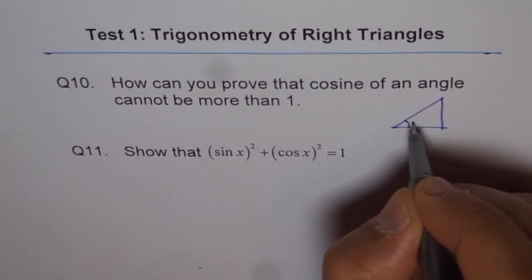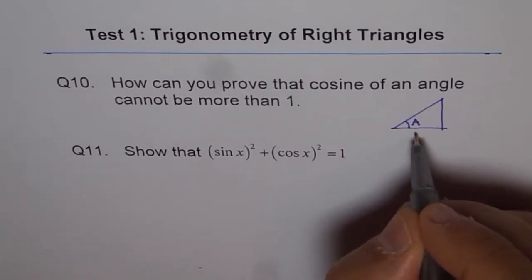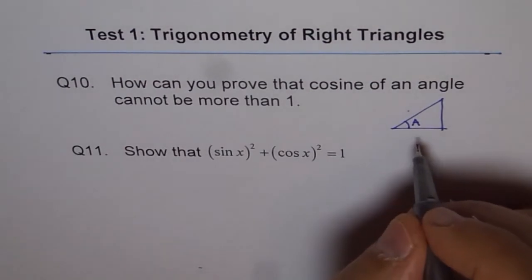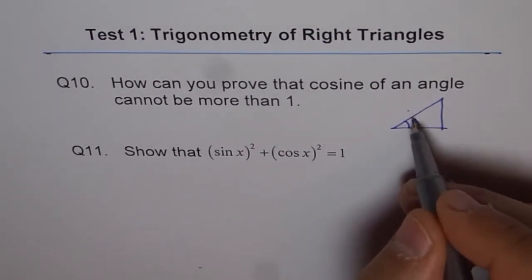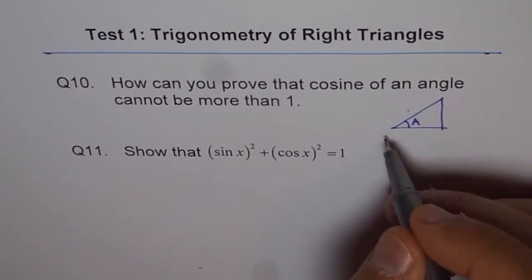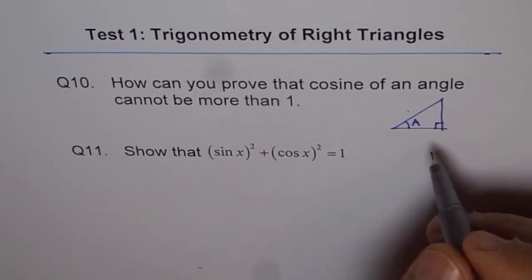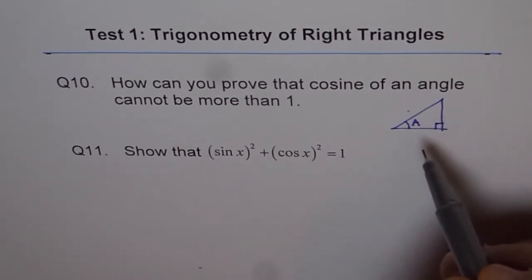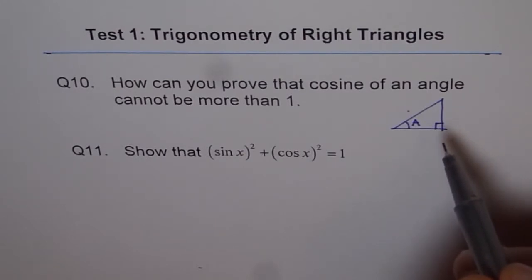Let's say this is your angle A. Then cosine will be adjacent side over hypotenuse, right? So you know adjacent side will always be smaller than, it cannot be more than the hypotenuse. Hypotenuse is the longest side in any right triangle. Therefore, the ratio cannot be more than 1. So that could be a reason, and that could be an explanation that cosine can never be more than 1.